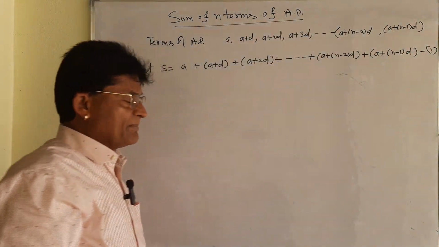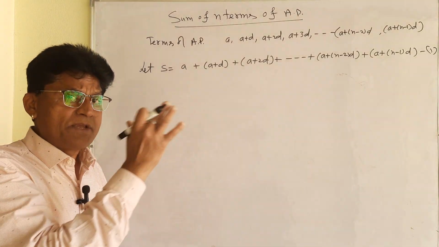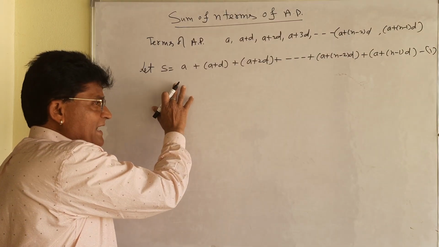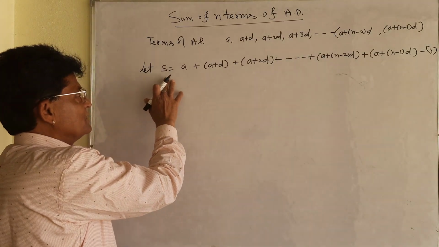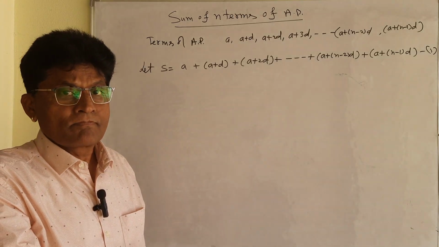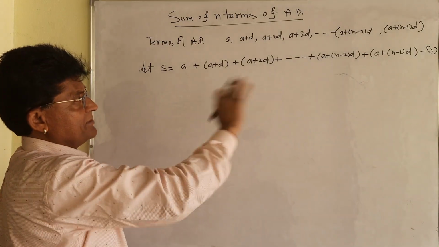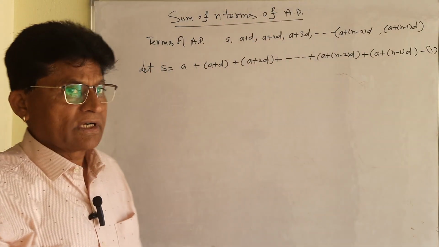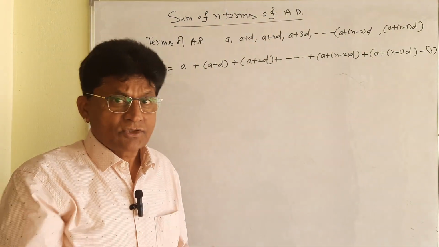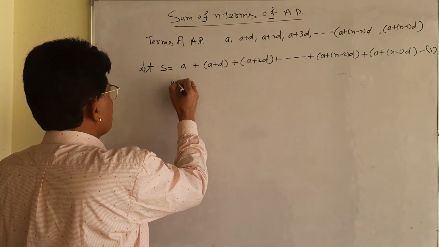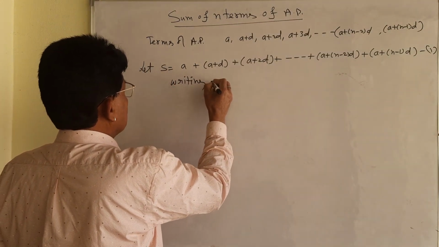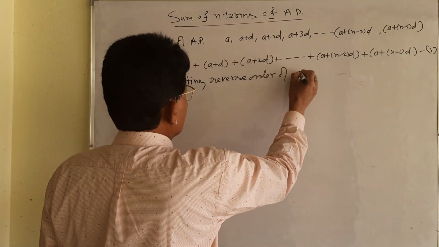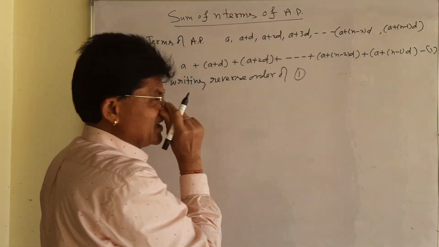See carefully. I am telling you in the easiest way, a very, very important thought over here. I am going to write this equation denoted by S, and I am going to reverse the terms. The terms which are first I will take later, and the terms which are later I will bring first. That is the meaning of reverse. Writing the reverse order of equation number 1.